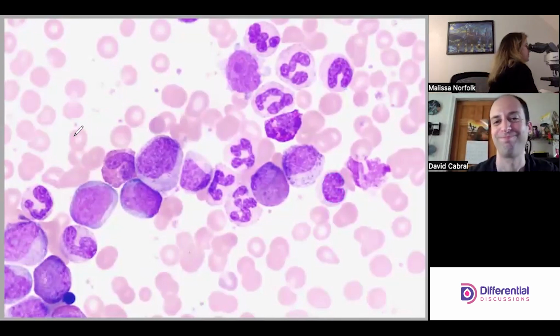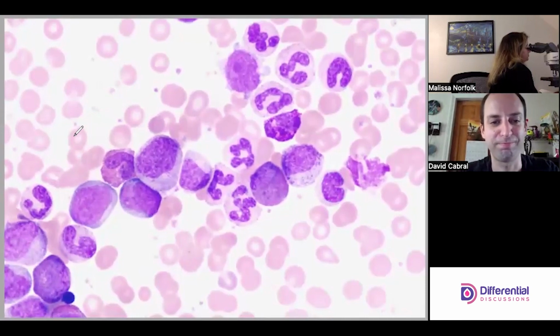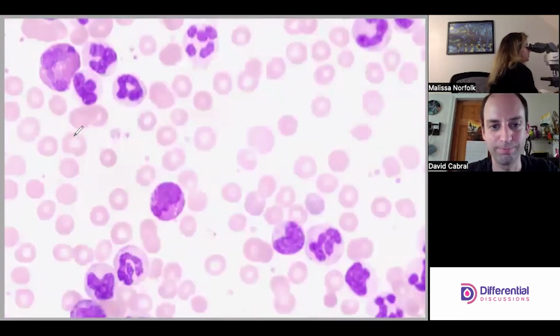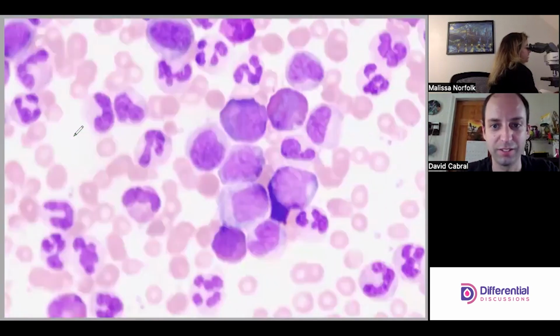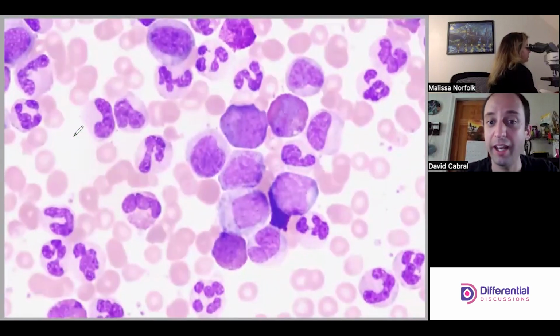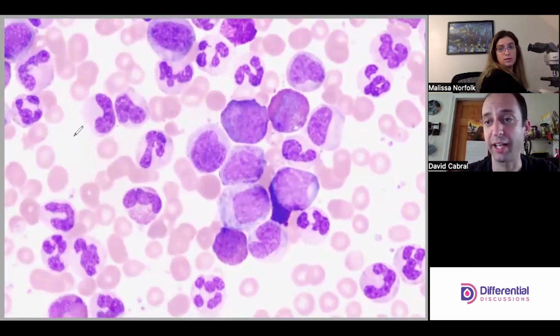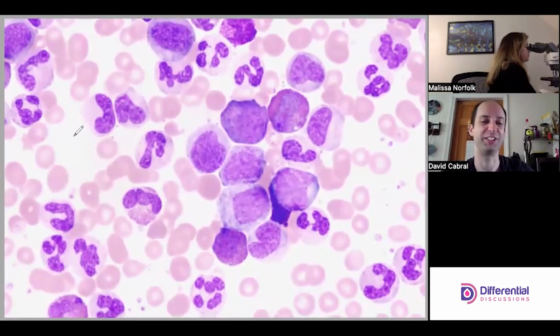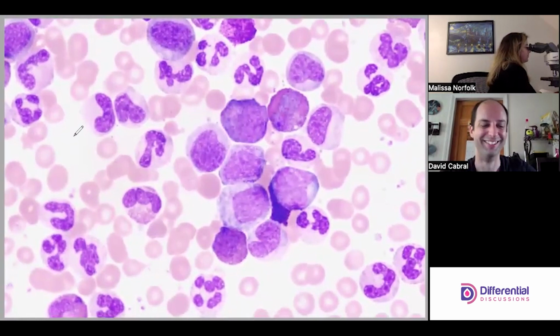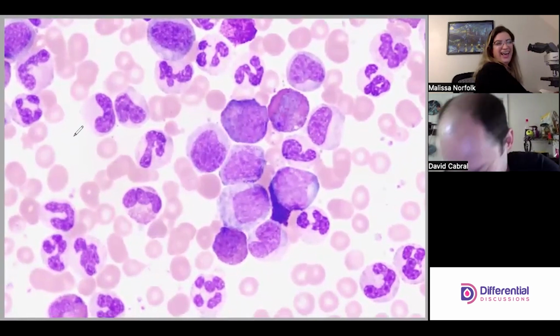All right, let's see what else we can find. So many cells around. It's hard to decide where to go next. It can also be a challenge to find adequate fields, right? Some of the fields might be a lot harder to discern what's going on. So do we think Melissa saw a band? Or almost a band? Oh, I was not looking for bands at all.